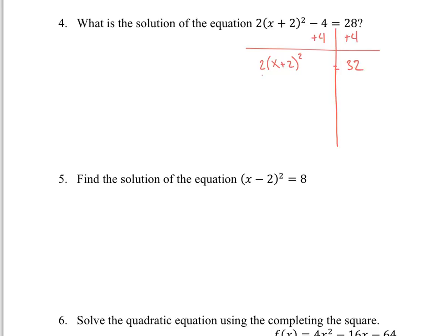Next thing I'm going to do, I'm going to want to divide by 2 to get rid of that 2 on the outside of our x plus 2 squared. That's going to leave me over here with x plus 2 squared equals 16.